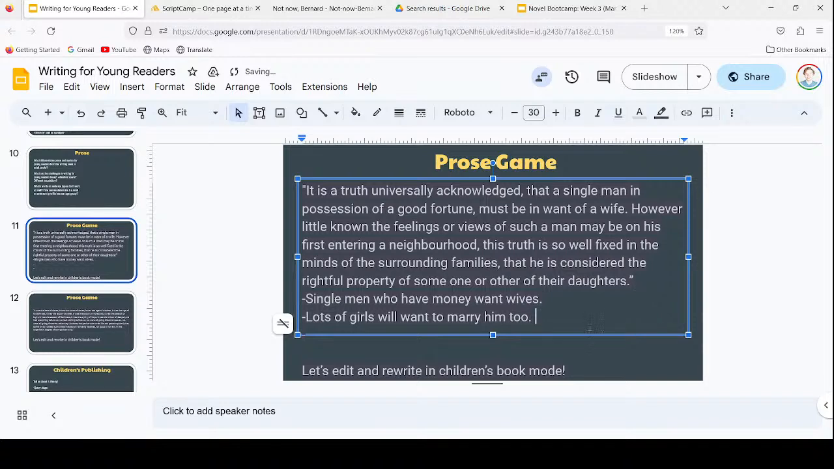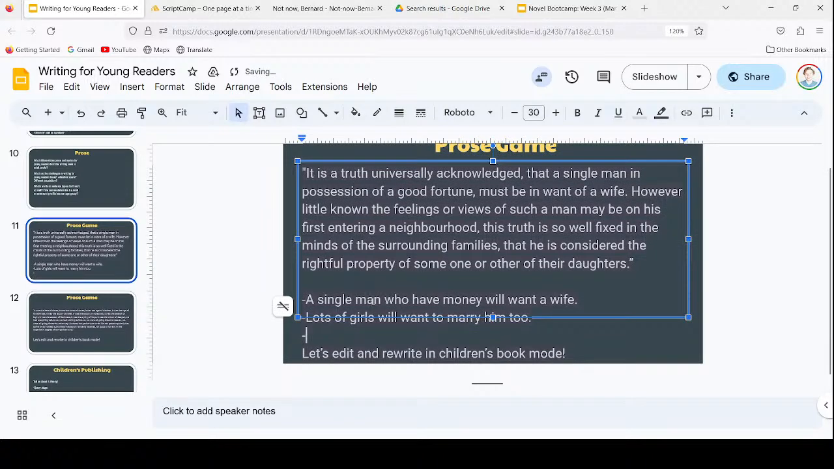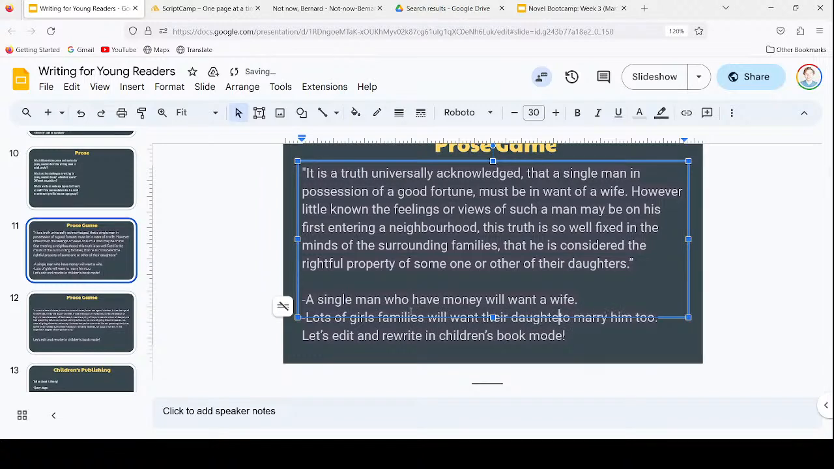Yeah. So I would probably do it like this: we don't know the feelings or the views of such a man on his first entering a neighborhood. The truth is so well fixed in the minds of the surrounding families. It's usually the pressure is put on the women by their family to marry rich, I would say. Okay, so the surrounding families will want their daughter to marry him. Yeah.